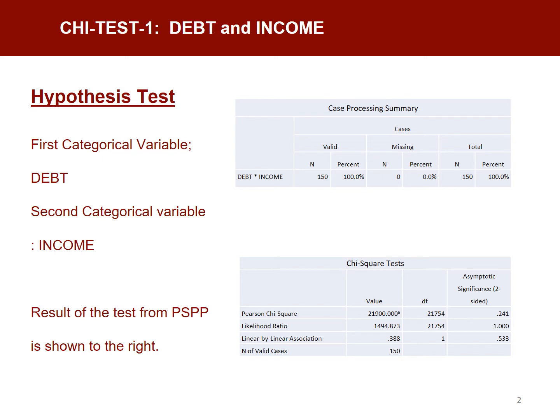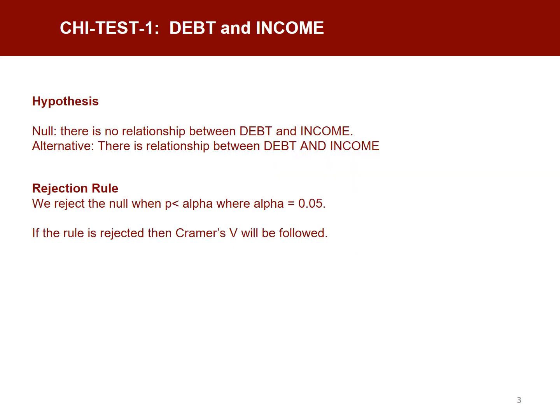As we can see, the result of the data in PSPP is shown on the right. Our null hypothesis is that there is no relationship between debt and income. The alternative is that there is a relationship between debt and income. The rejection rule: we reject the null when the p-value is less than alpha, where alpha is equal to 0.05. If the null is rejected, then Cramer's V will follow.